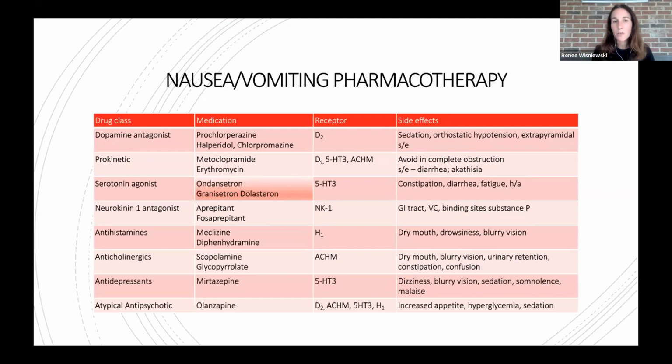I'm not going to go through each of these. I just want to say that we do tend to use not just one drug class. We try to target different receptors, so that if nausea is being caused by chemotherapy, we're targeting one pathway, but also addressing other pathways in case there are other pathways of nausea involved in the symptom.